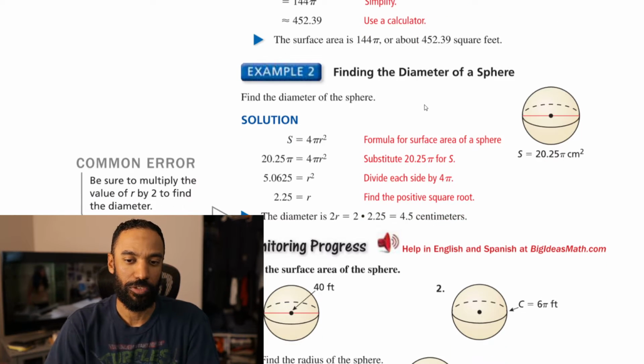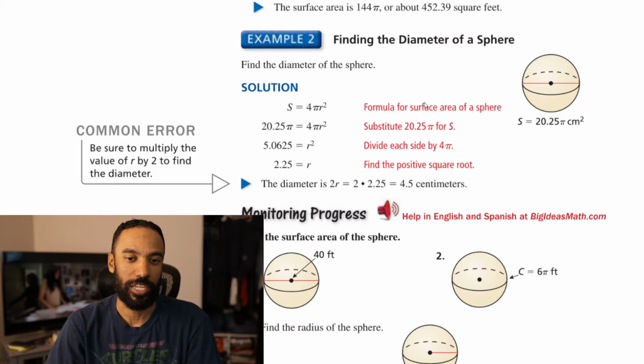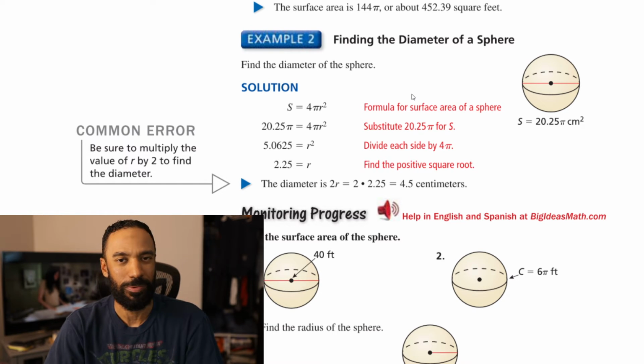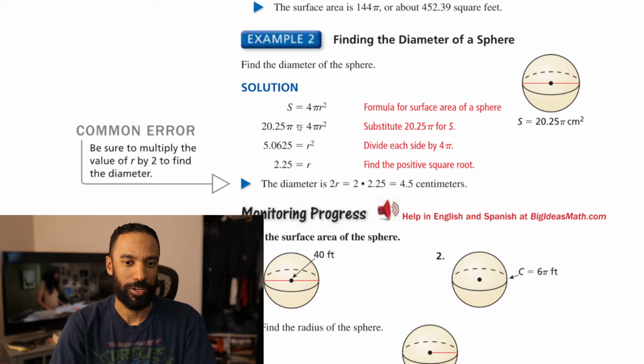Finding the diameter of a sphere. Well, this is an example. I thought they were going to teach us, but we already talked about it. If you get the radius, you can double it, and that's what they're going to do here.